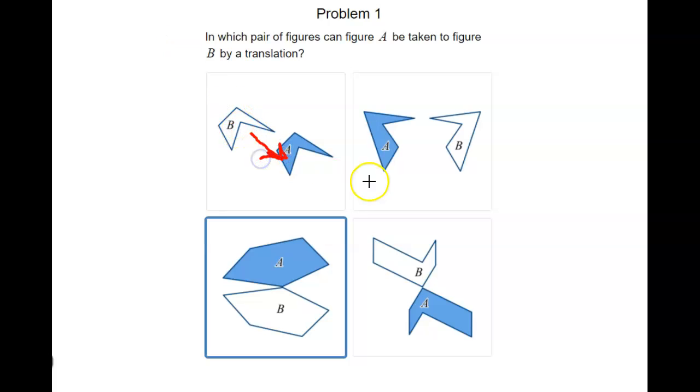And so that's what they did here. All right, you can see that they're facing opposite. This would be a reflection. This one, they're not facing opposite, so it's a rotation. And here we are with a reflection. All right, so that's problem 1.